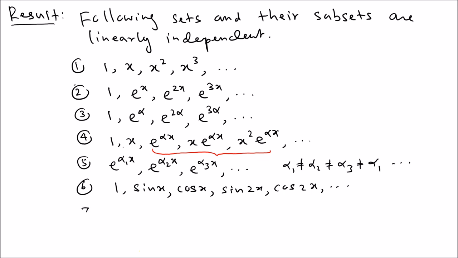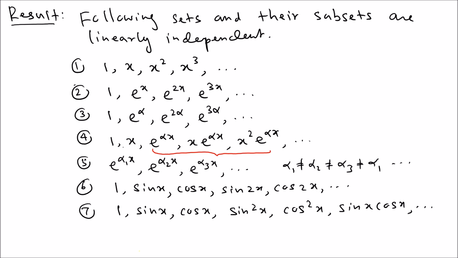And then we have number 7, where we can square or multiply. We have 1, sine x, cosine x, and then we can square them: sine squared x, cosine squared x, and you can even have any product of the previous ones, for example sine x cosine x. These are all linearly independent, and any subset of this is linearly independent. And as the 8th one, I'm going to write x sine x, x squared sine x, you get the idea. Those sets are all linearly independent, and it's good to remember.